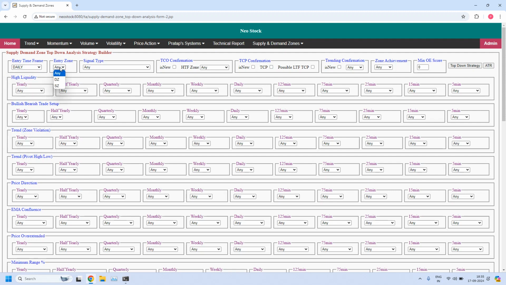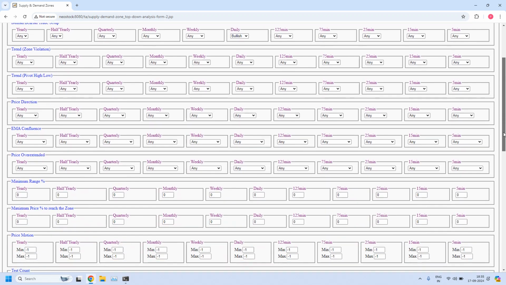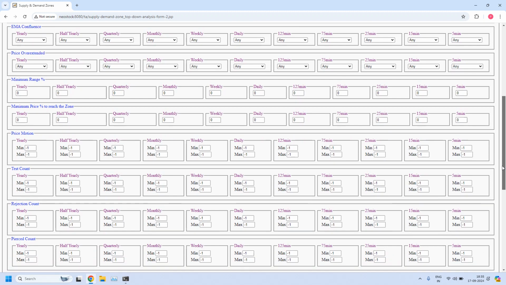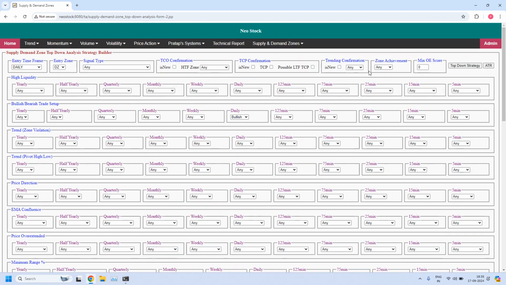For bullish trade setup, entry zone is demand zone. In bullish or bearish trade setup, at the entry time frame, daily time frame, we have to select bullish, and the daily demand zone should not be pierced. So in the pierced count and daily time frame, minimum value we need to set 0. Maximum value we need to set 0. So zone is not pierced.